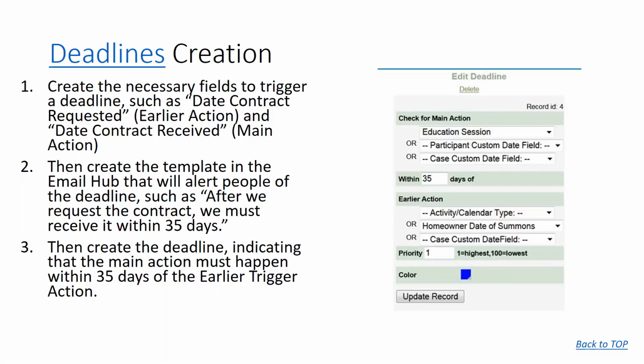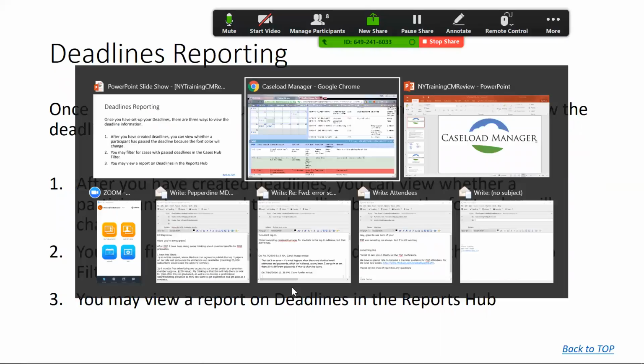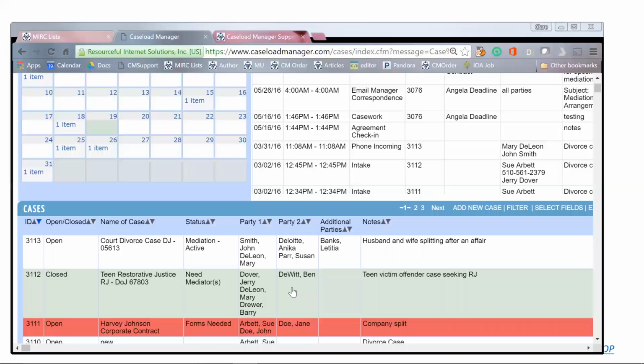Here's how we create a deadline. Again, we'll go look at this live in just a second, but first we create the trigger, then we create the template, then we create the deadline. So: what starts it, what happens, and how long does it have to happen? That's essentially what we're asking. Okay, let's go look at this, and then we'll talk about reporting on all these in just a second.